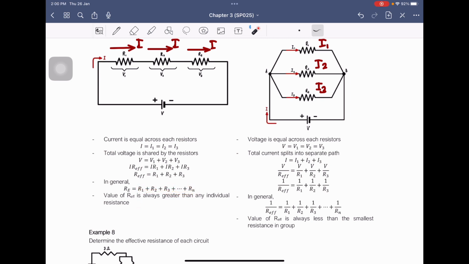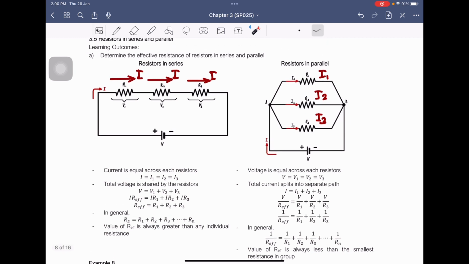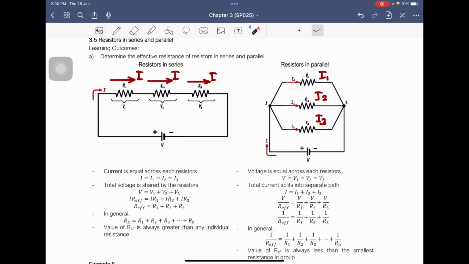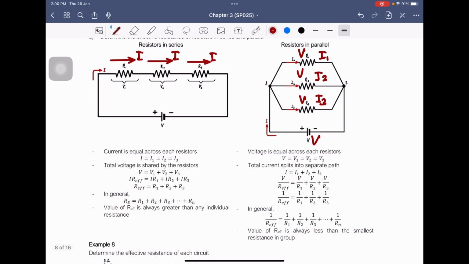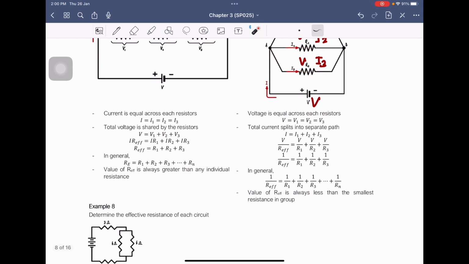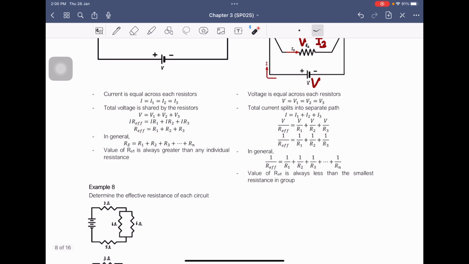Okay, for a parallel circuit, the voltage will be equal across each resistor. So this will have the value of V, and V, because here it is already V. So they will have the same value of voltage. The current, however, splits into separate paths, as we can see here. So we have I equal to I1 plus I2 plus I3. So the effective resistance is equal to this equation here. The value of effective resistance must be less than the smallest resistance in the group of resistors.